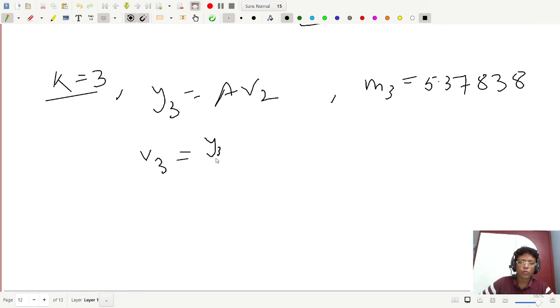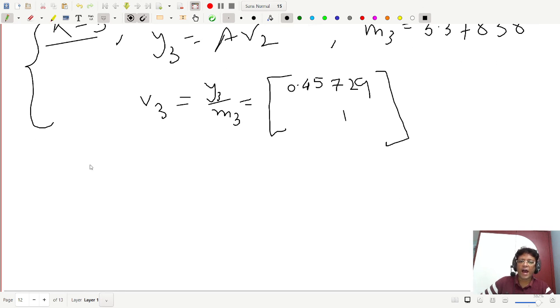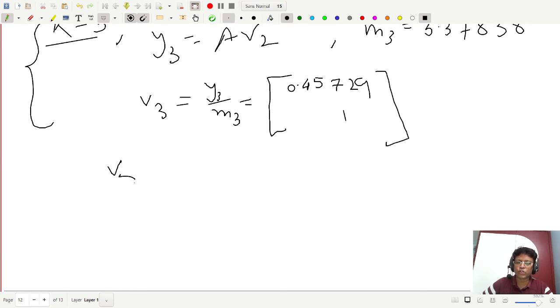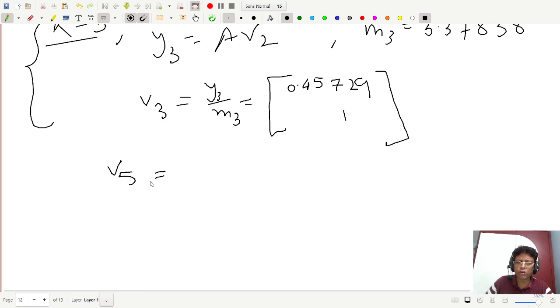v3 will be y3 by m3. That is equal to 0.457291. Okay, this is your v3. This is your third iteration, and so on. Let me write the last. I have calculated this one. I will go to the conclusion. v5, I'm not calculating v4 once again. You can calculate similarly. You will go for k4, k6, and so on, as per your requirement.